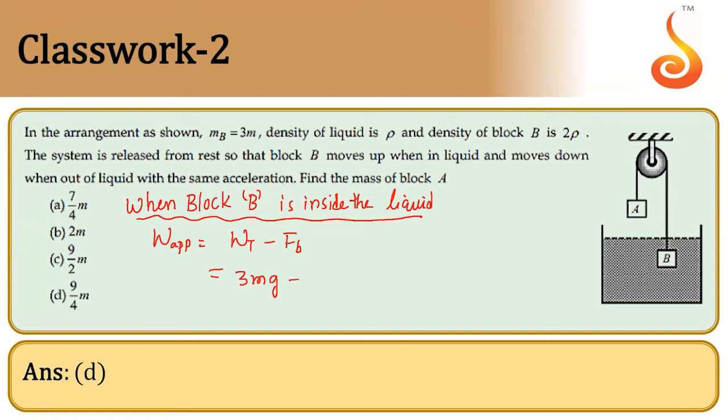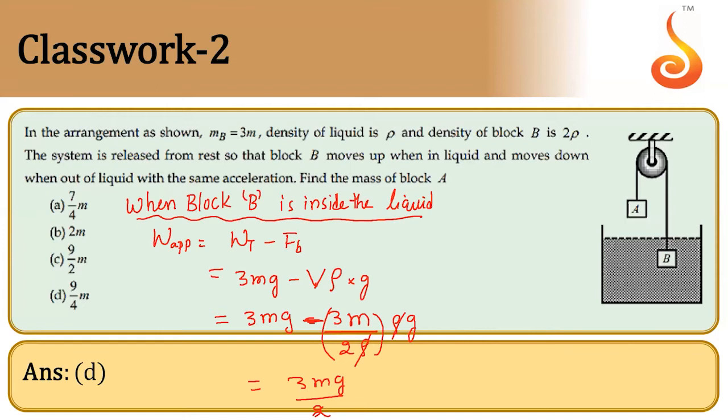So, what is the force of buoyancy? Volume of the solid submerged into density of liquid into g. Now, what is the volume? The mass of block B is given, and the density is also given, so we can calculate the volume. Mass of block B divided by density of block B gives you volume, into rho into g. Rho gets cancelled. So you will get 3 mg by 2. This is the apparent weight of block B. First copy this, quickly copy this.